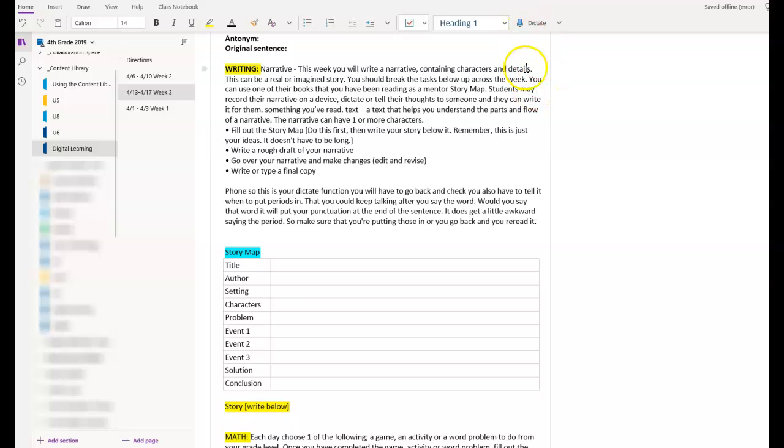When you're done, click that dictate function and you'll see it goes back. You will have to go back and reread it or listen to it just to make sure it makes sense, but you get the idea.